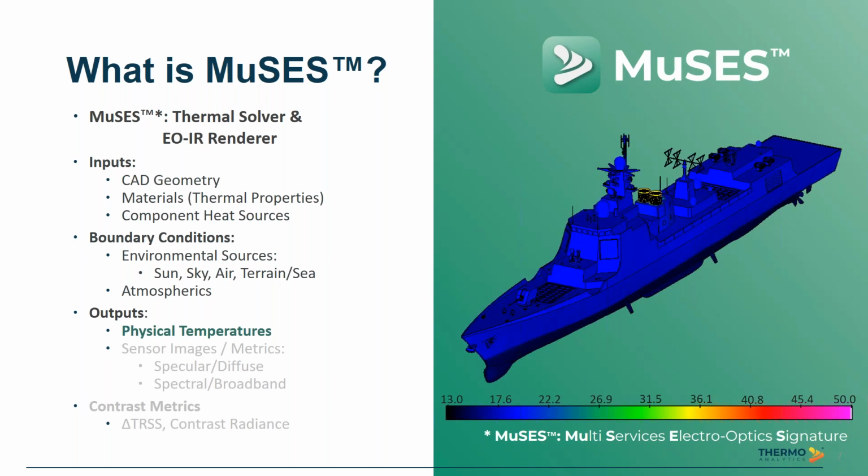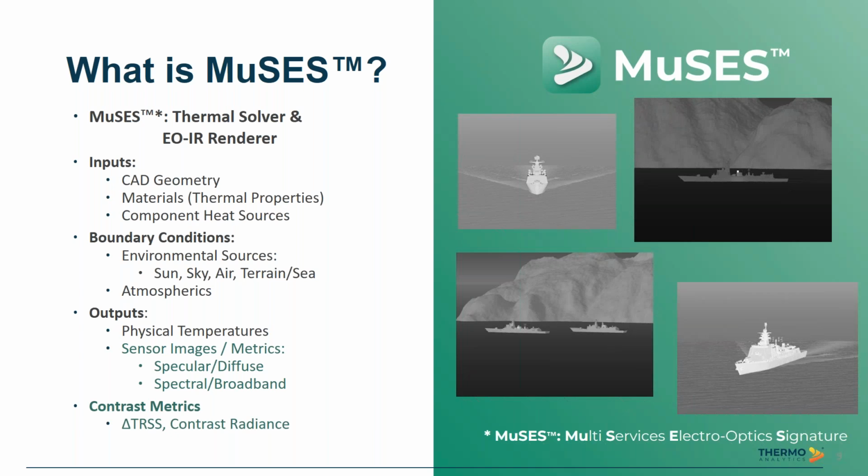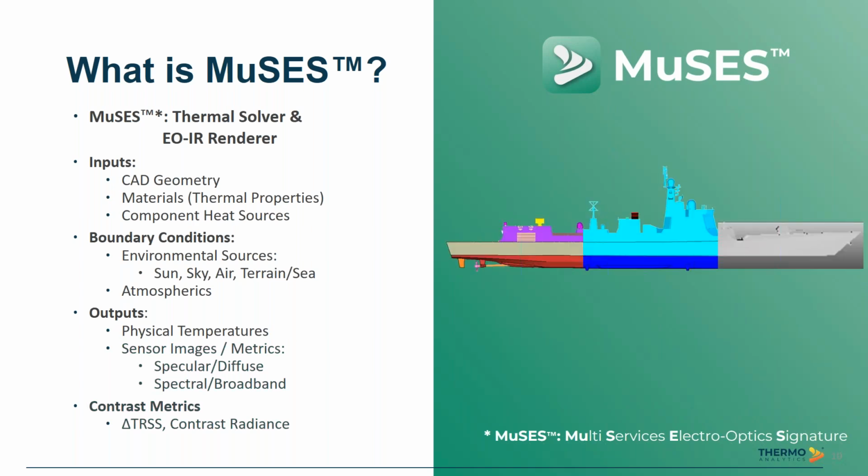Once these are combined, we get a physical temperature prediction of the target, and then we can create sensor images based off of that, which can be specular or diffuse, as well as spectral or across a broad band. And we can also get contrast metrics such as the delta T RSS values and contrast radiance. Being able to gather all this information from one software is what makes MuSES such a powerful tool for those who care about the IR spectrum.